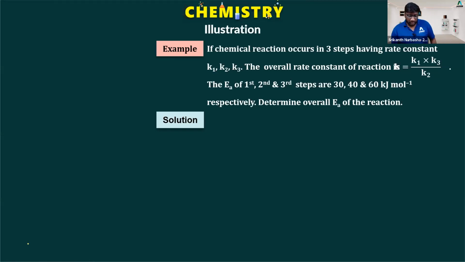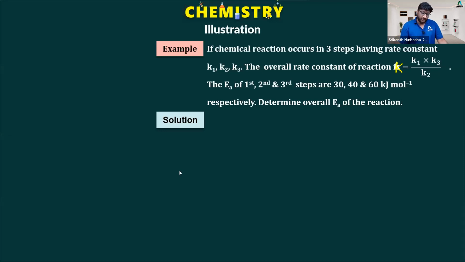If a chemical reaction occurs in 3 steps, having rate constants K1, K2 and K3, the overall rate constant of the reaction is K is equal to K1, K2 by K3. EA of the first, second and third steps are 30, 40 and 60. Determine the overall activation energy of the reaction. Yes, Arshia also says 434.21. Very good. Try to solve this. If a chemical reaction occurs in 3 steps, rate constants are K1, K2, K3. The overall rate constant of the reaction is also given, K1, K3 by K2.